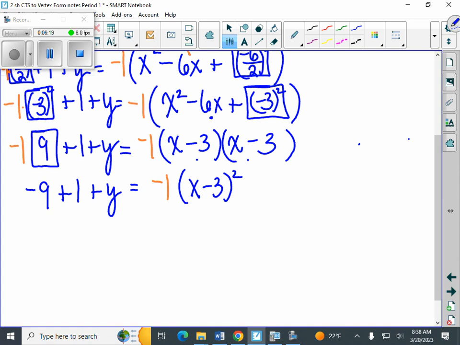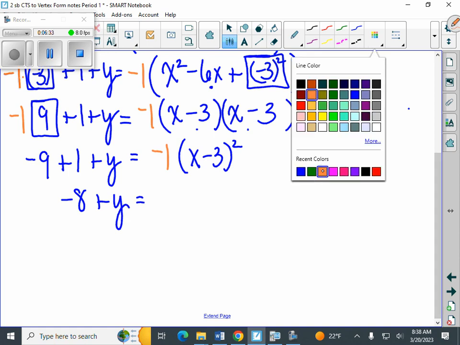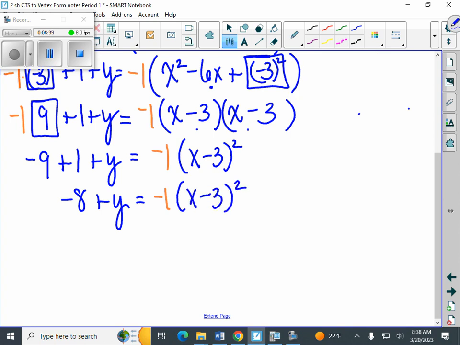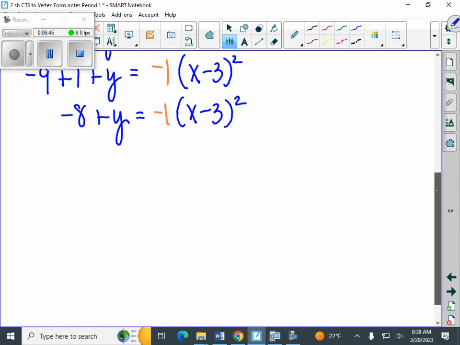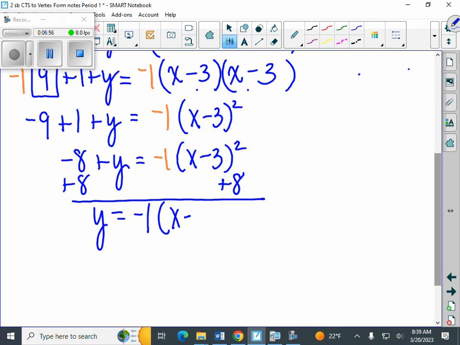And we're on the last step now. We need to figure out what y equals. But in order to get there, we have to start with negative 9 plus 1 is negative 8. And now we can finish. We're going to move that negative 8 to the other side, so we're going to add 8 to both sides. We end up with our vertex form of y equals negative 1 times x minus 3 squared plus 8.